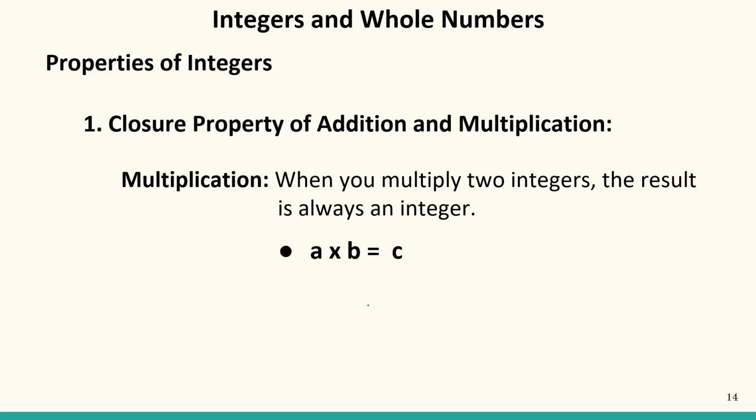So let's see the multiplication part. When you multiply two integers, the result is always an integer. So if we multiply 1 with 2, what do we get? We get 2. This belongs to the integer set, this belongs to the integer set, and this also belongs to the integer set. So the closure property of multiplication holds for integers. We can see that from here.